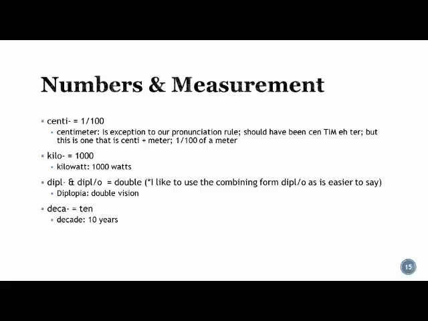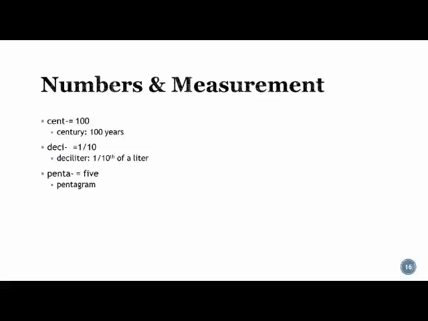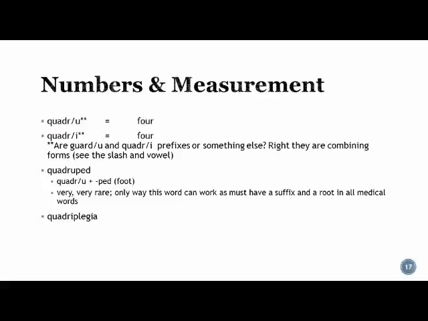Deca means 10. So a decade has 10 years. Cent means 100. So a century is 100 years. Deci means 1/10. So a deciliter is 1/10 of a liter. Penta means 5. So you might have heard of pentagrams. So a pentagram is a 5-pointed star.